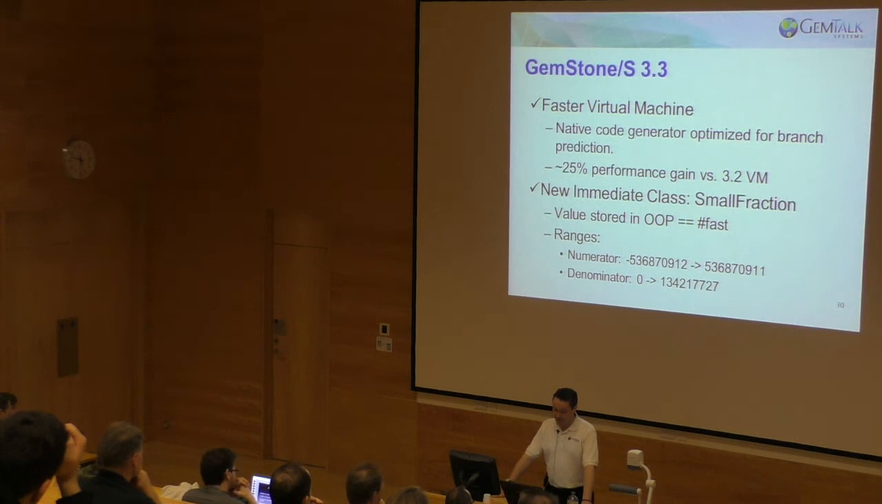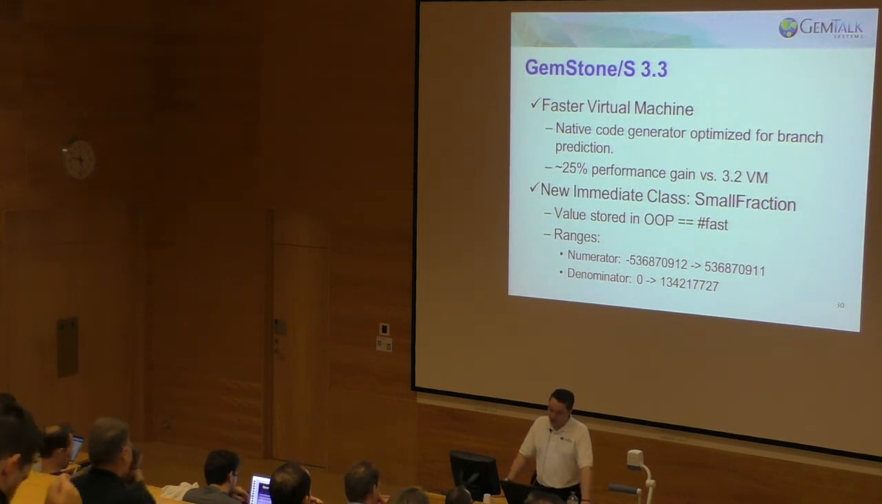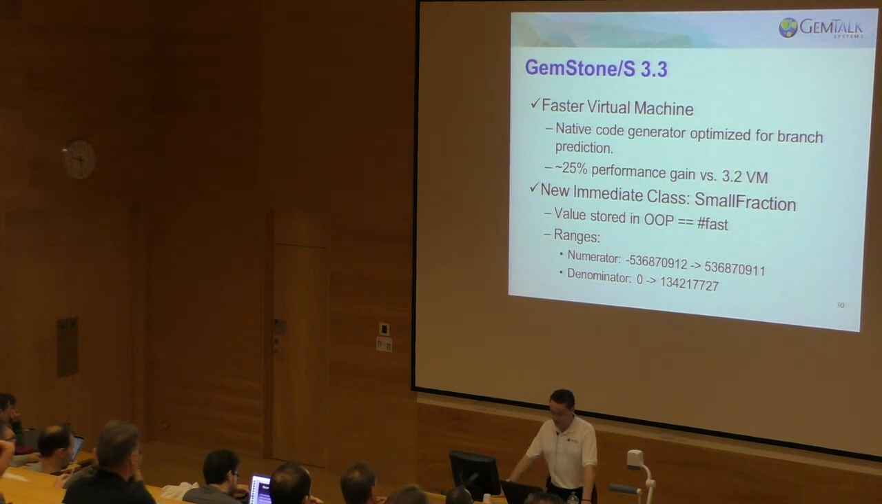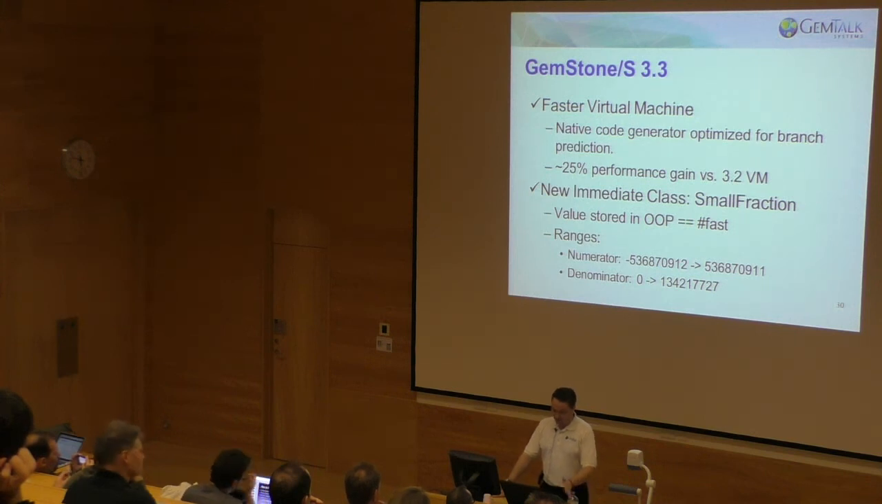The VM engineer spent about 2 months this spring and summer optimizing the JIT, the native code generator, for branch prediction on Intel, which is, I don't know, harder than it sounds, but that still sounds pretty hard to me. It's a lot of messing around in assembler and low-level stuff. But he got a 20-25% improvement just out of that, which was really pleasing. We didn't think we'd get that much.